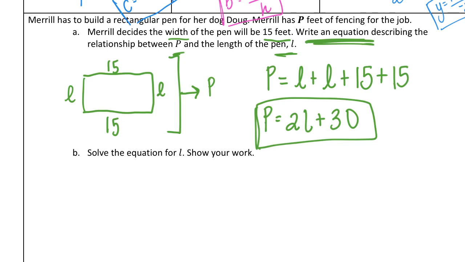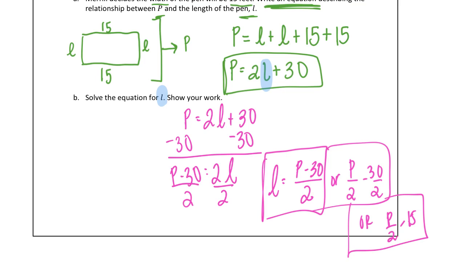Now we're going to practice using our skills to solve for L. Go ahead and pause the screen and make sure you can do that on your own. When you're solving for L, you should have first subtracted 30 from both sides and then divided by 2.